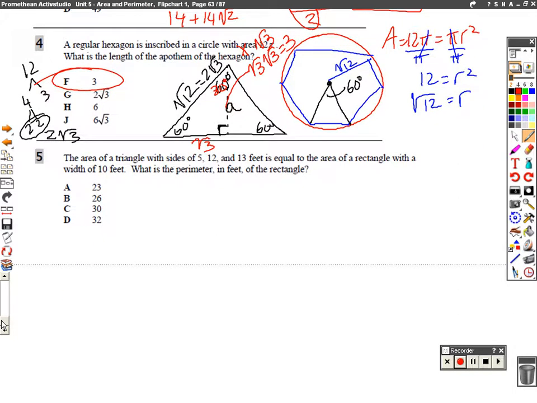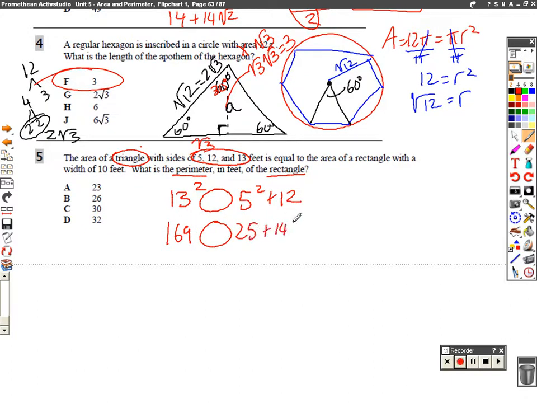Alright, finally, number 5. The area of a triangle with sides 5, 12, and 13 is equal to the area of a rectangle with a width of 10 feet. And we want to know the perimeter of the rectangle. Alright, let's start off with this triangle they told us about. What kind of a triangle is this? A 5, 12, 13. Well, we can use the Pythagorean corollary to check. 13 squared, let me compare it to 5 squared plus 12 squared. This is 169. Compare it to 25 plus 144. And 25 plus 144 is 169. So these are equal, which makes this a right triangle.